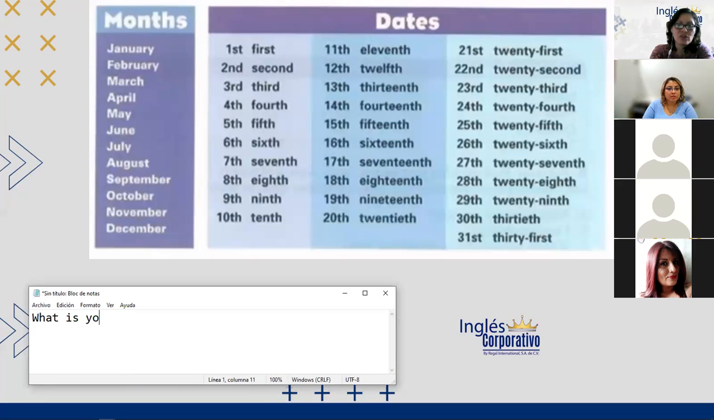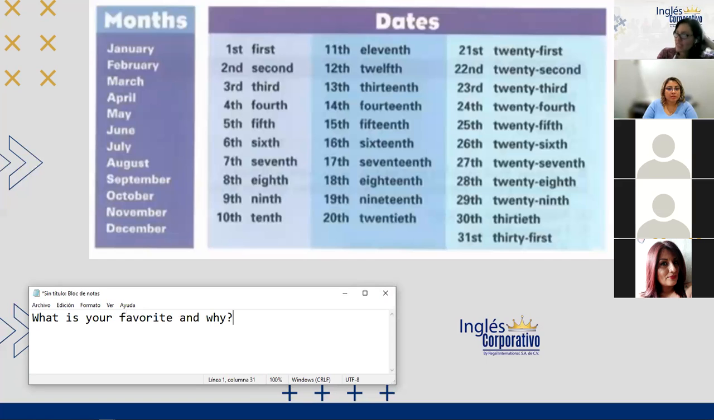What is your favorite month? And why? ¿Y por qué? What's your favorite month and why? Okay. Let me read your answers. Okay. Voy a leer sus respuestas.